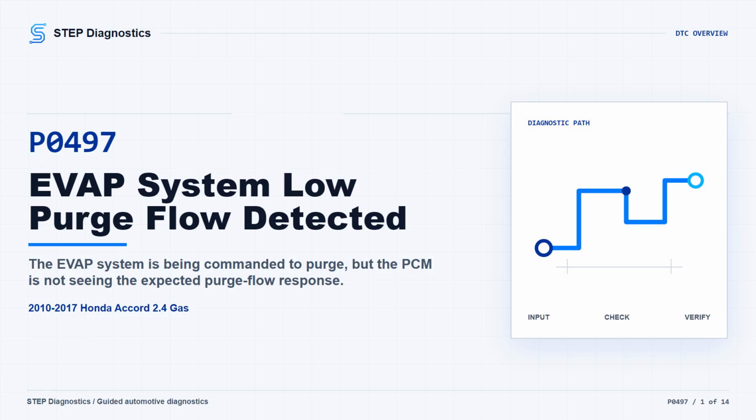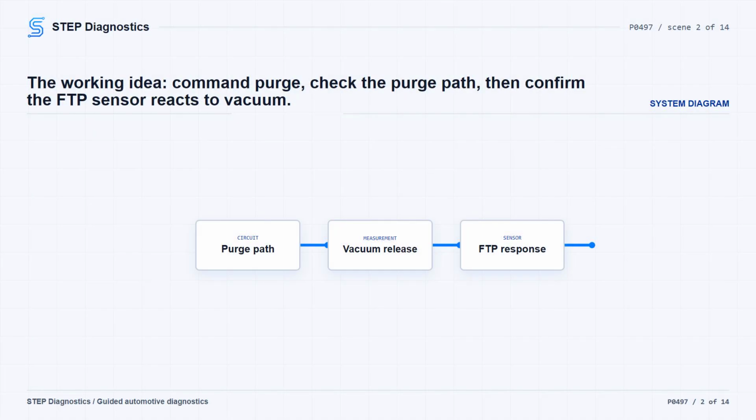The vehicle may simply have a warning light with little or no drivability complaint, but the diagnostic path can involve possible purge hose restrictions, purge valve operation, FTP sensor response, EVAP canister port blockage, and connector or terminal issues around the EVAP components and PCM. Treat this as a flow and response diagnosis, not a parts guess.